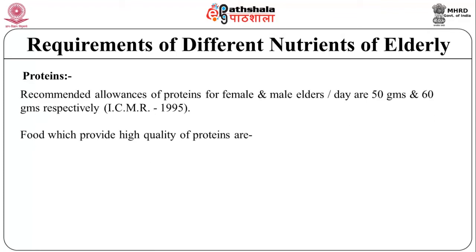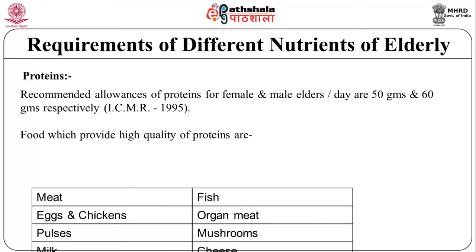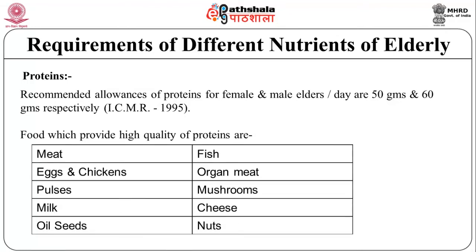Now let's see the nutrition requirement of the elderly people in terms of different nutrients. The recommended allowance of protein for elderly females and males per day is 50 grams and 60 grams respectively, as per the ICMR recommendations. In the average daily diet, 12 to 14% of the calories should be derived from proteins.